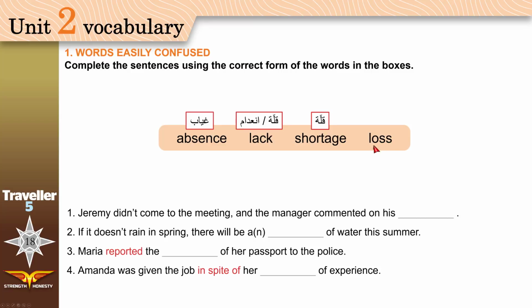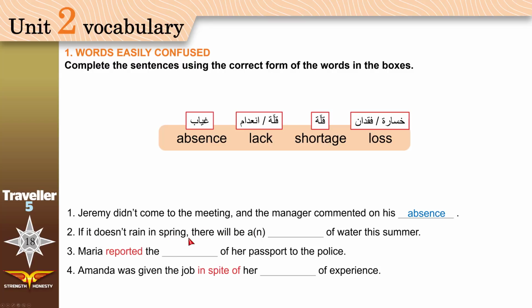Loss. Loss is a noun. The verb is lose. When you lose, you don't win, or maybe you can't find something anymore. You don't have it. You lost it. 1. Jeremy didn't come to the meeting, and the manager commented on his absence. He wasn't in the meeting. He was absent.